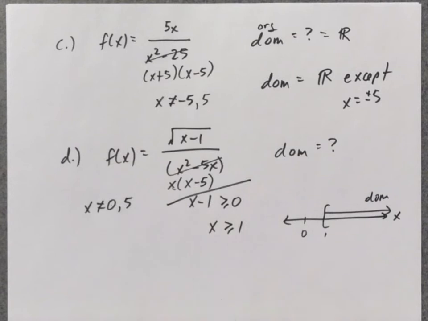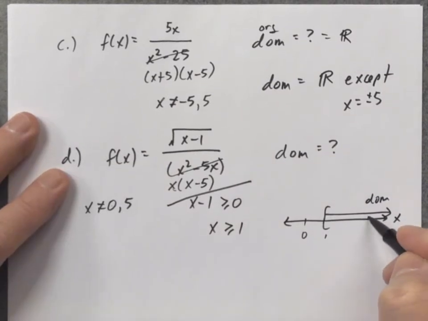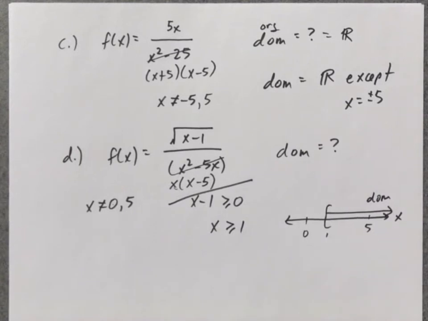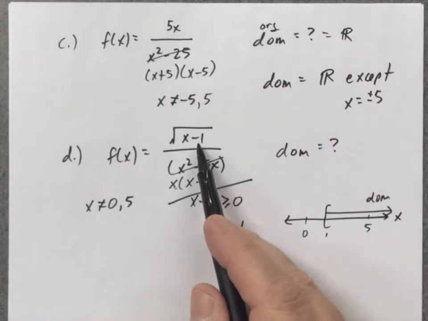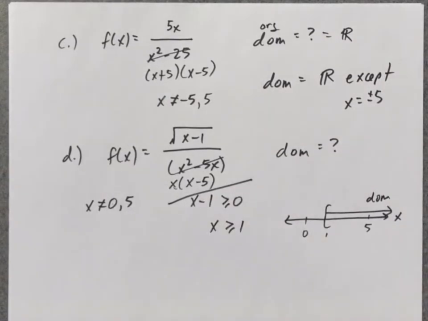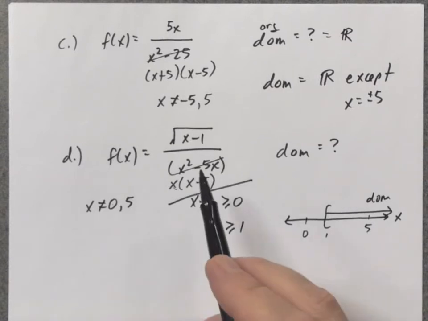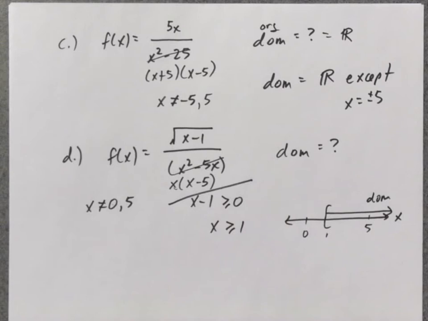Now let's see about 5. Well, if you look on the number line, 5 is maybe right here. Now 5 is definitely currently in the domain, which means this domain came about as a result of the square root. So if it's up to the square root part of the function, 5 is perfectly fine with the square root. It's not going to cause a problem. However, 5 is going to cause a problem with the denominator. So we cannot include 5 as part of the domain.